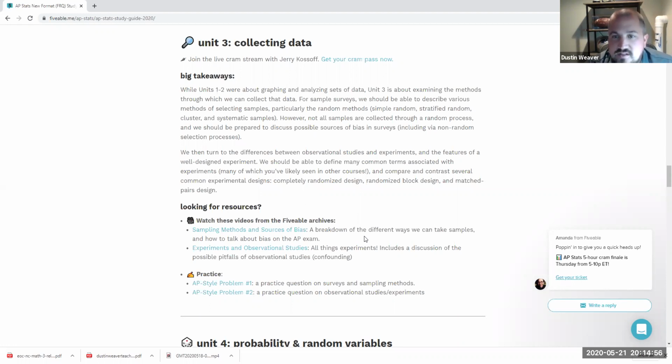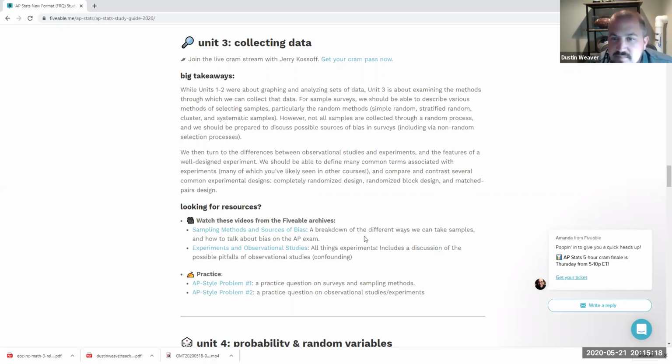Not all samples are collected, though, through a random process, and we should be prepared to discuss possible sources of bias, including whether something was not randomly selected, right? That can make things biased. We then turn to the differences between observational studies and experiments and the features of a well-designed experiment.